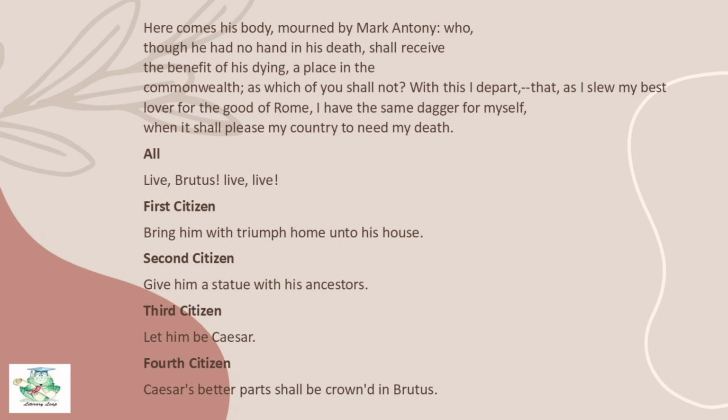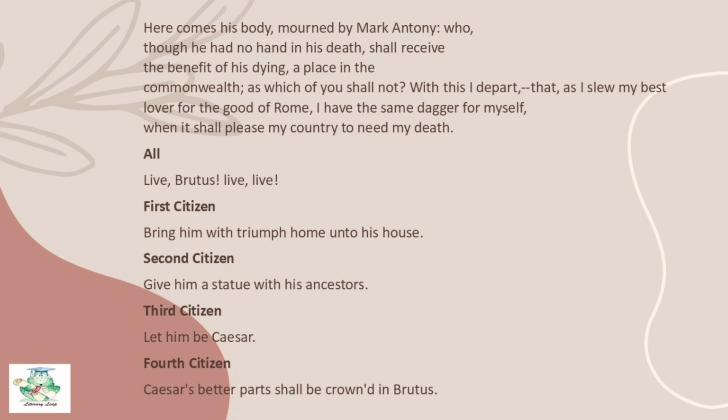Brutus then says that just as he killed his best lover, here it implies Caesar, for the good of Rome, he is willing to die for Rome if the country requires it in the future. So this emphasizes his loyalty to Rome above personal relationships.